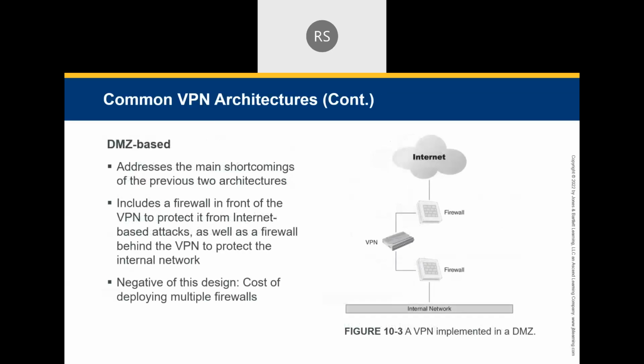Now, with the DMZ based VPN architecture, this addresses the main shortcomings of those previous two architectures we looked at. So, this includes a firewall in front of the VPN to protect it from internet based attacks, as well as firewalls behind the VPN to protect the internal network. Now, one downside of this design is the cost associated with deploying multiple firewalls.